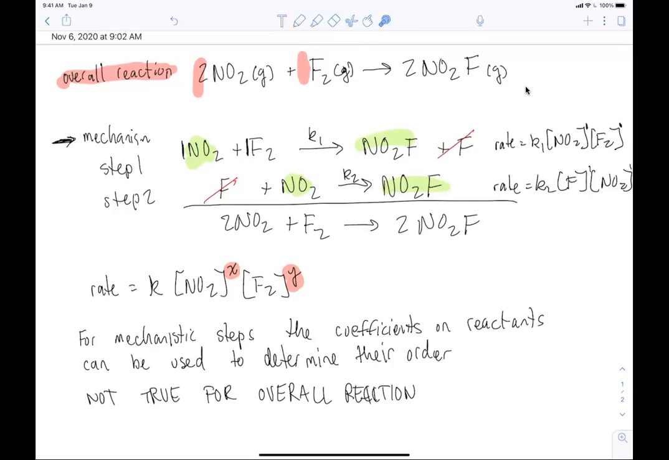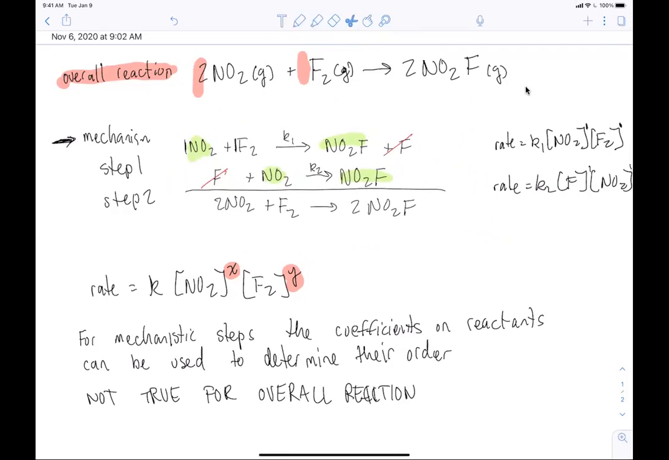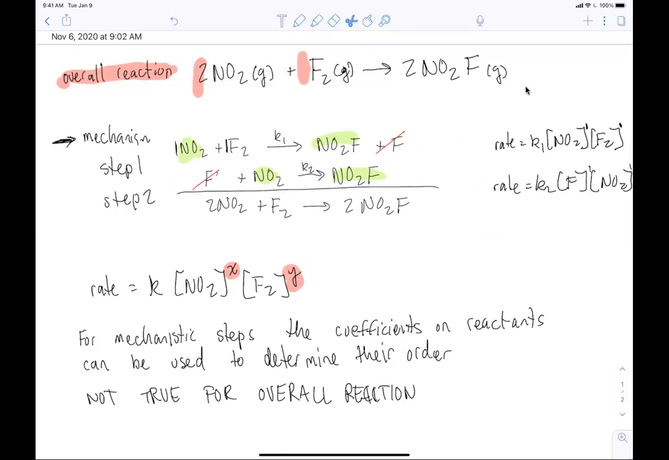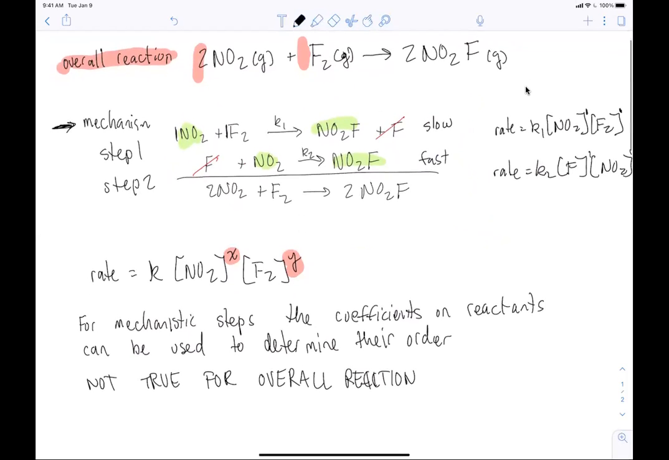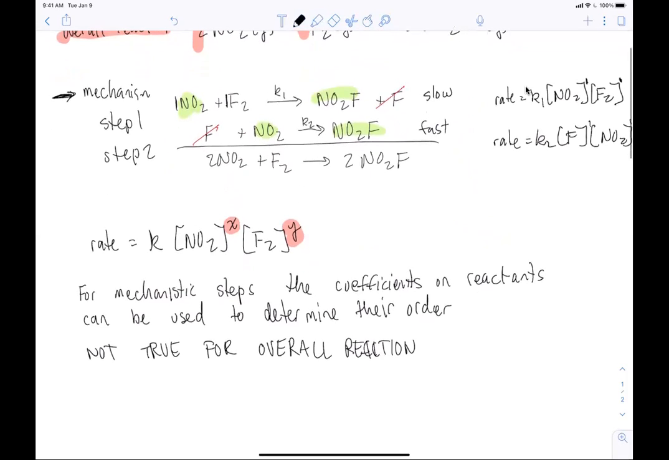So how do we do that? Let me shrink this down a little bit. How are we going to write the rate law for this? An important thing to think about when you're looking at reaction mechanisms is what's called the rate determining step.